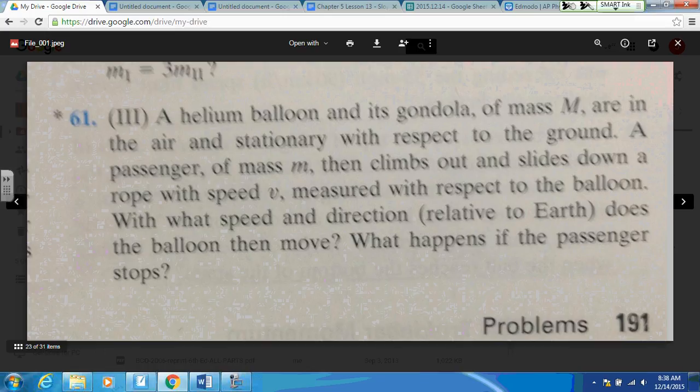Okay. Yeah, that's right. We hope the guy's wearing gloves. The gondola is the basket. And actually, I don't know of people that take rides in helium balloons. So this is a little artificial.